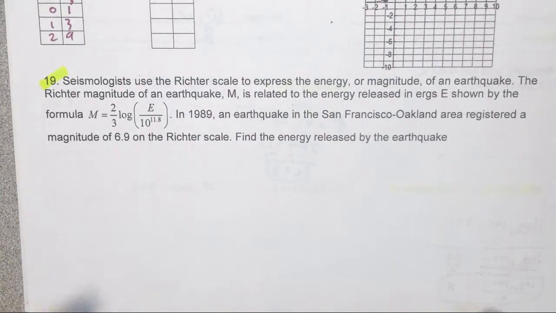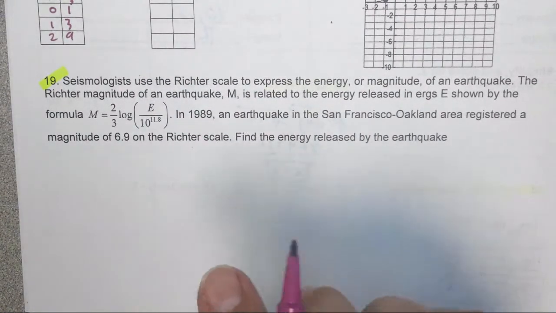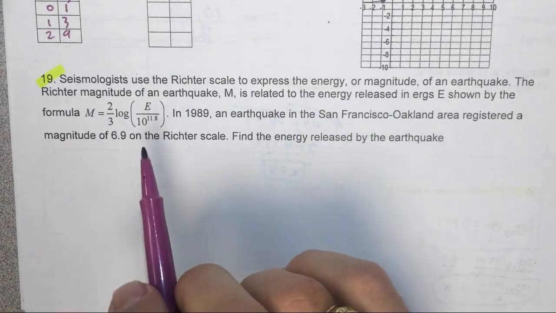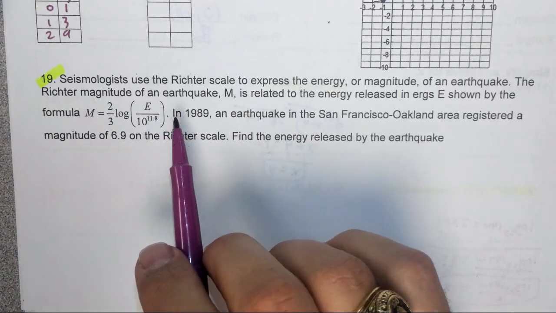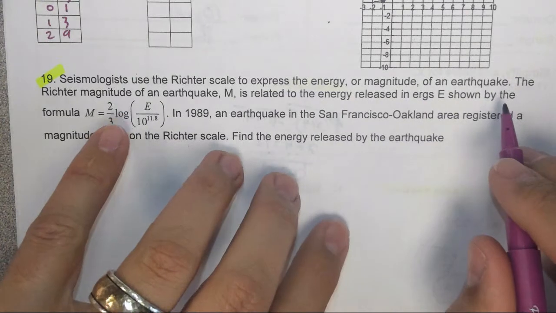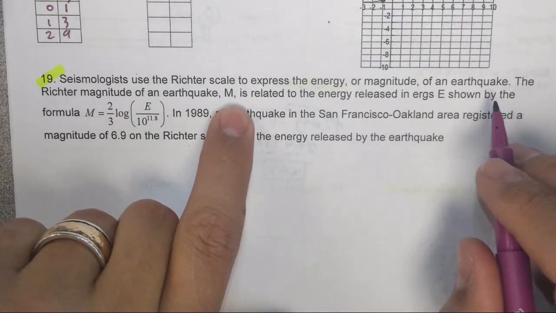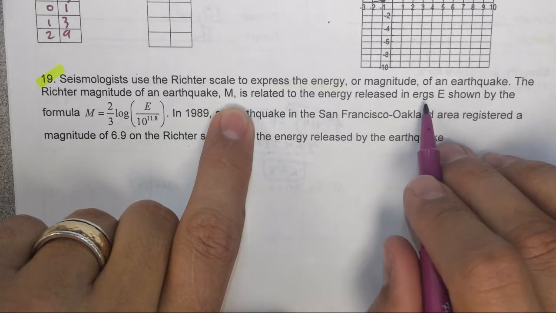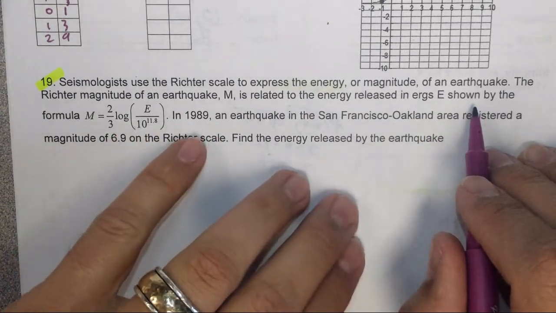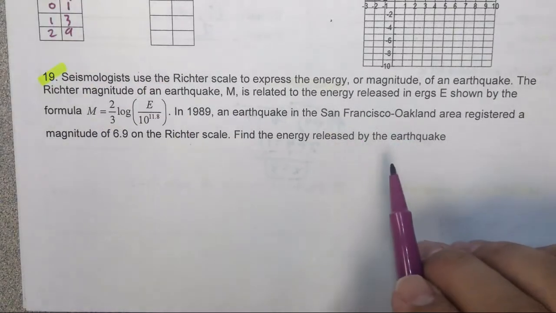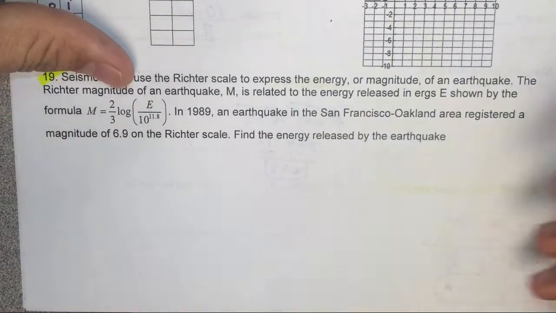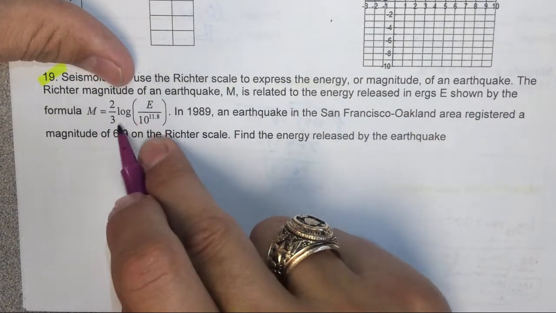19. There are 2 major word problems on your test tomorrow. Here's an example of one. Seismologists use the Richter scale to express the energy or magnitude of an earthquake. The Richter magnitude of an earthquake, M, is related to the energy released in ergs, whatever that is, shown by the formula here. In 1989, an earthquake in the San Francisco-Oakland area registered a magnitude of 6.9 on the Richter scale. Find the energy. So it gives you the equation.